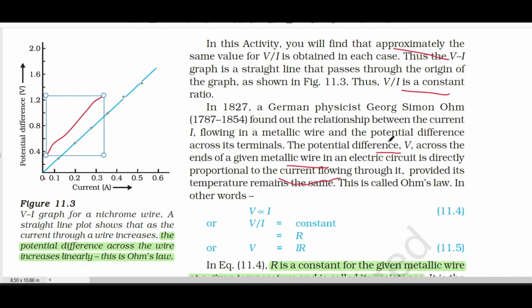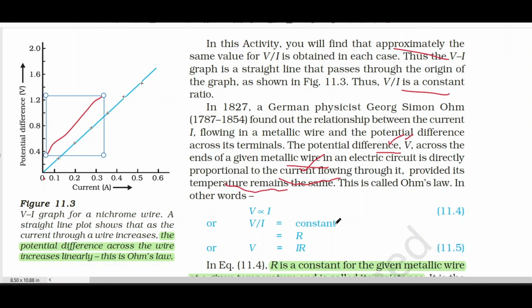Directly proportional मतलब आप जितना गुना वोल्टेज या पोटेंशियल डिफरेंस बढ़ाओगे उतना ही गुना आपका करंट बढ़ेगा. By how many ever times you increase your voltage, 2 times, 3 times, 4 times, by similar times will your current increase, 2 times, 3 times or 4 times or whatever. Provided its temperature remains same. Okay, so this is the condition कि आपकी वायर का टेम्परेचर सेम होना चाहिए.